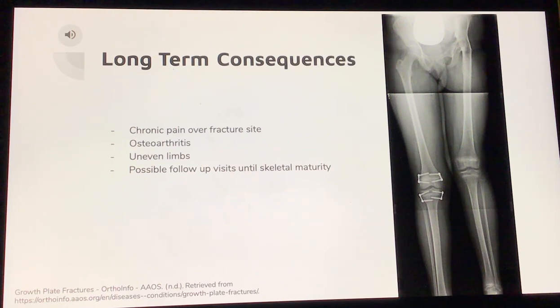If the fracture is occurring at the knee, it's not uncommon for the patient to have follow-up visits until they are skeletally mature. But if it occurs elsewhere, it's standard for the patient to have follow-up visits for up to a year after the injury.